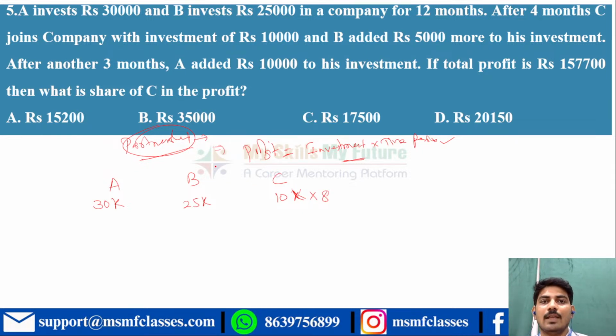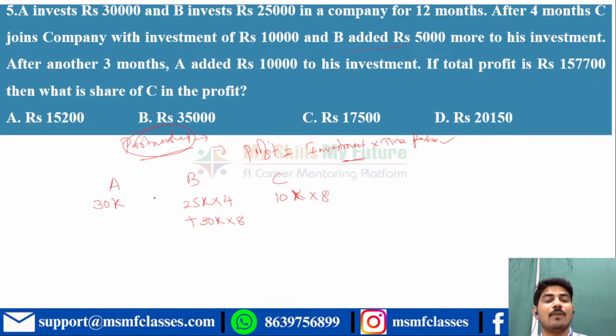Next, there is one more condition here. B added rupees 5,000 more to his investment. So for the initial 4 months, B invests only 25,000. After 4 months, he added rupees 5,000 more. Now his investment will be 30,000 for the remaining 8 months.